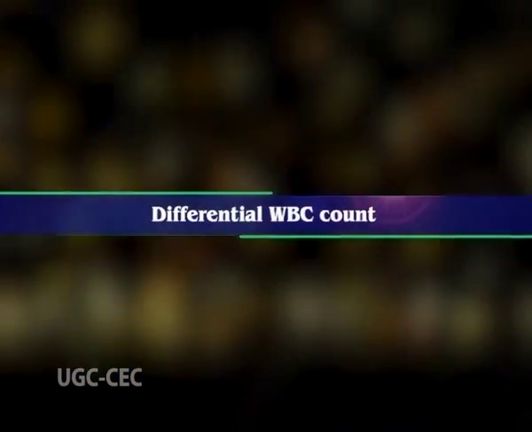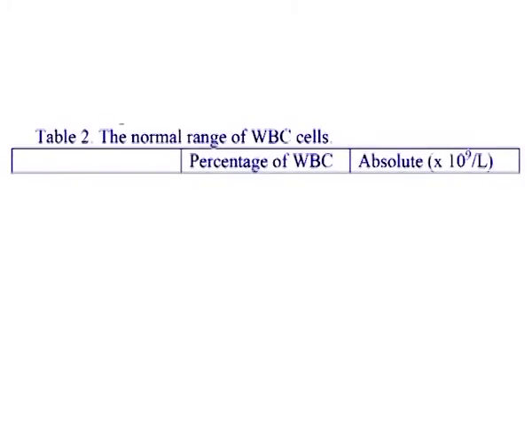Differential WBC count. For the differential count of WBC, a blood smear stained with Giemsa is required. The WBC differential count has been widely accepted and used by clinicians and is generally considered to yield clinically useful information in health and disease. Amount of each WBC type in blood, normal range. Table 2, the normal range of WBCs.